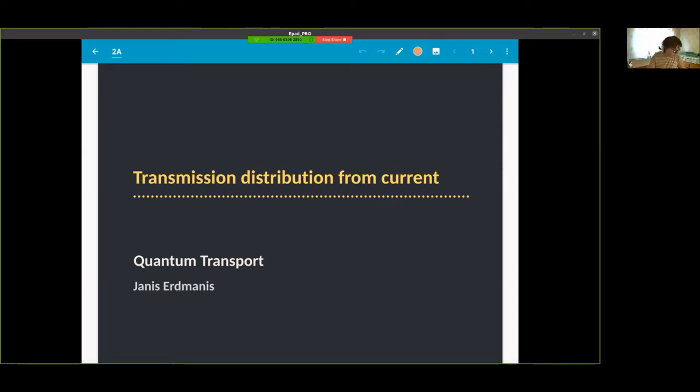The third exercise is going to be understanding the single electron transistor. This is going to include Coulomb blockade and the master equation, and these are basic things one needs to master, for example, to go to this exam. And the fourth exercise is also about the master equation and Coulomb blockade and usual stuff. So let's go to the first exercise, transmission distribution from current.